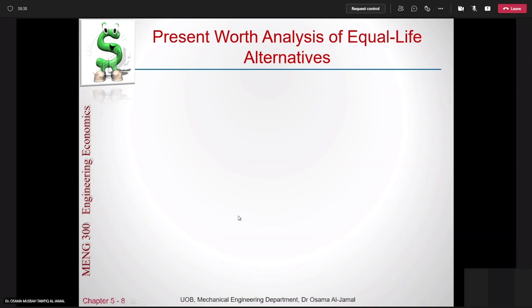Present worth analysis of equal life alternatives. We are continuing with section 2 now. Equal life alternatives: the easiest part in this chapter. You don't have to do anything. Just compare directly between different projects and select according to the found present worth.